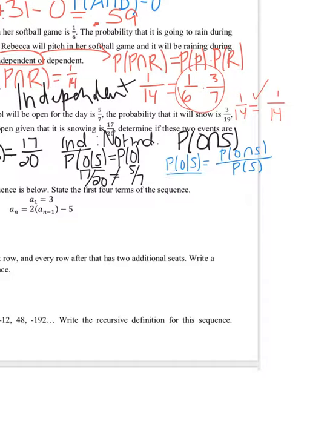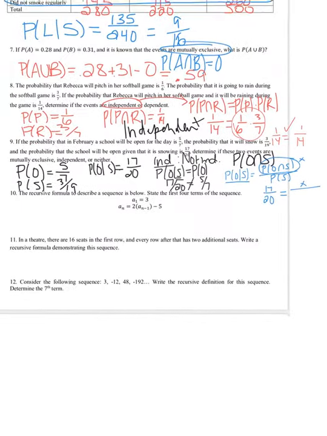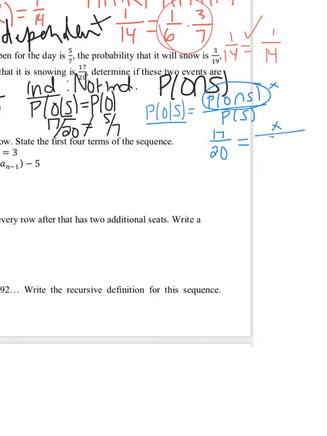So this here, I know that this is 17/20, is equal to, I'm looking for this, I'm going to call this X, just to save some space, divided by the probability of it snowing, which is 3 out of 19. Okay, so the way that I'm going to solve for x is by cross multiplying. So this is like over 1.